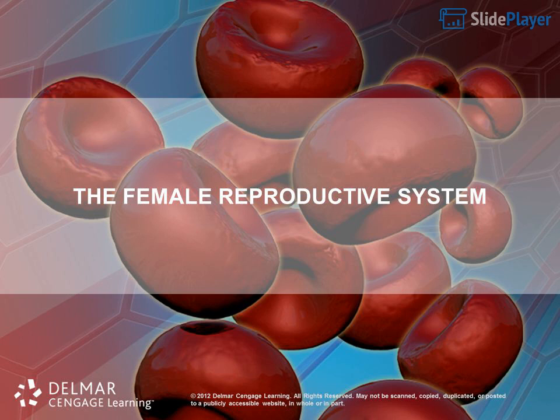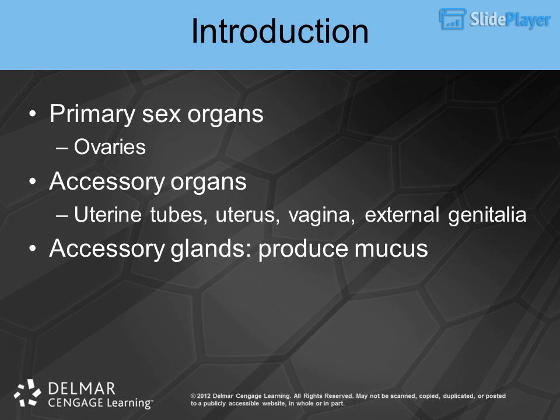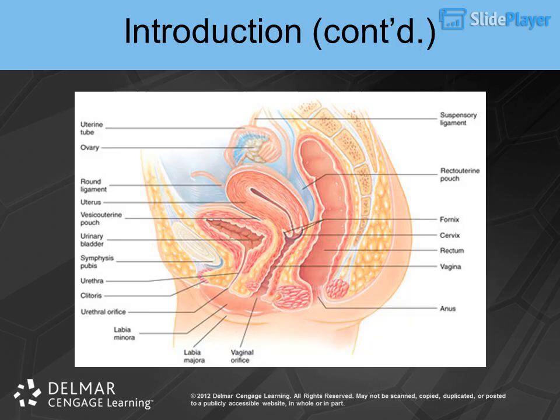The female reproductive system. Introduction. The primary sex organs are the ovaries. Accessory organs are the uterine tubes, uterus, vagina, and external genitalia. Accessory glands produce mucus.